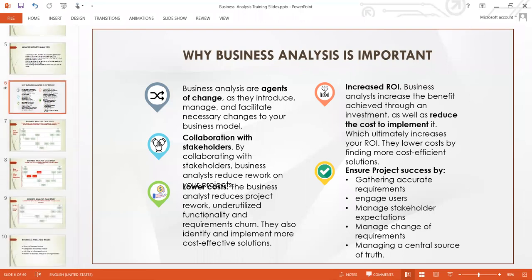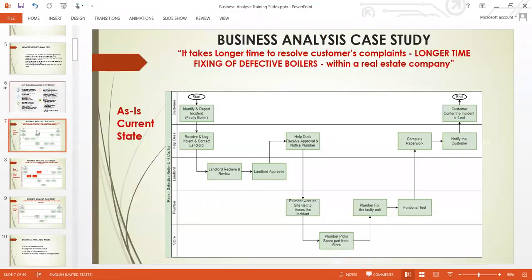At this stage, because I know a lot of people might struggle, I want to use a case study at this early stage to paint a picture of what business analysis is, so that you'll be able to catch up fast and understand what business analysis is. So the case study we are going to look at here is the problem a real estate company is facing.